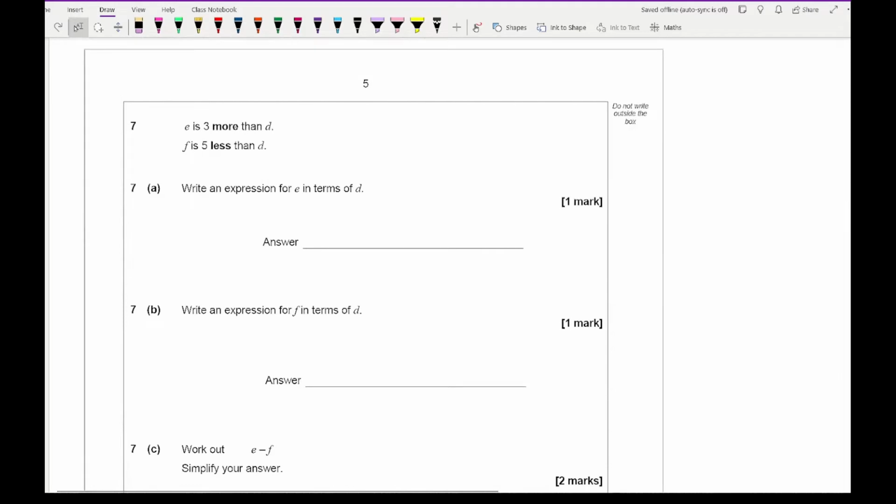Then with question 7, it says E is 3 more than D and F is 5 less than D. Write an expression for E in terms of D. So E equals D plus 3. Then it says write an expression for F in terms of D. Well, if F is 5 less than D, then F is going to equal D minus 5.